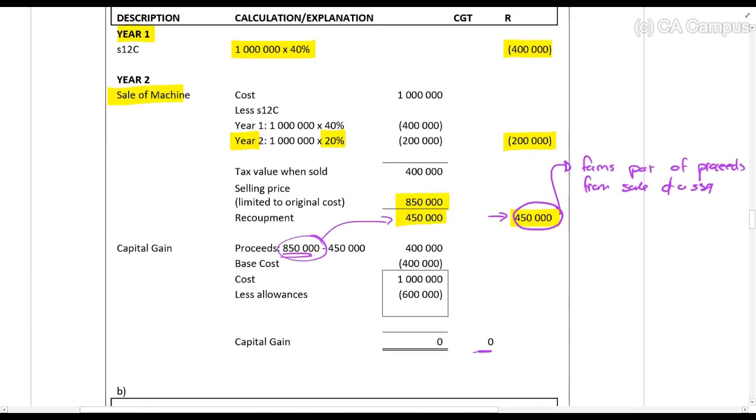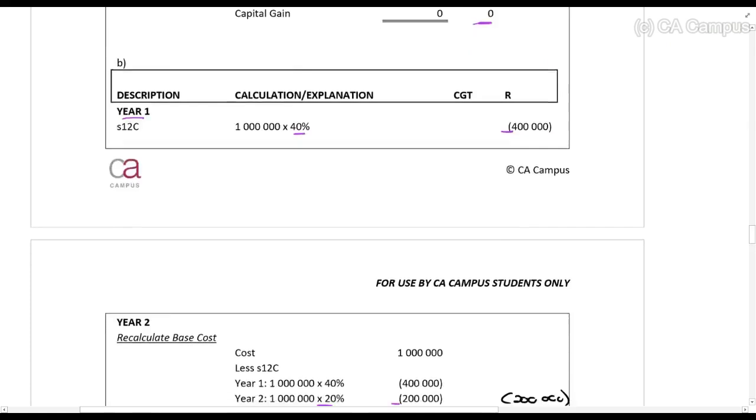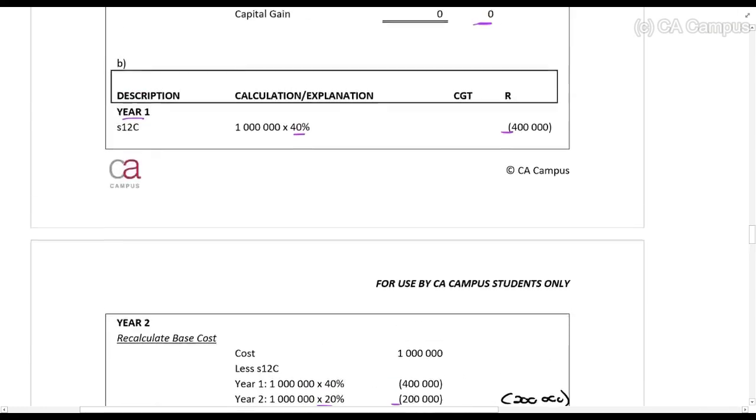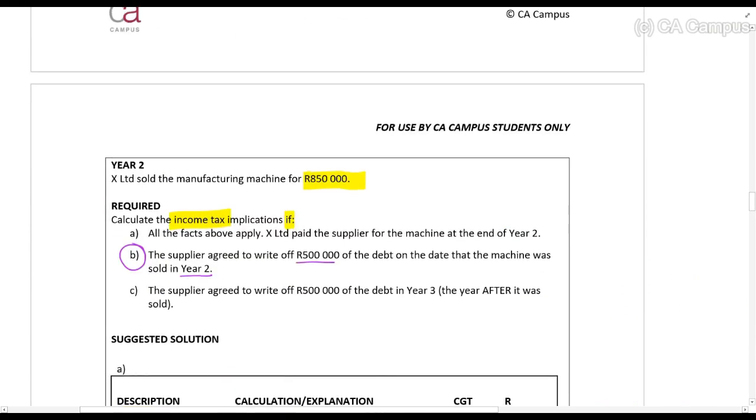Look what happened in A. In A it was 450,000. Why? Because the full recoupment arose from a sale. Now that recoupment that arises is 350,000 rands from the sale. So 850 minus 350 gives us 500,000 rands proceeds. Our base cost is nil and gives us a capital gain of 500,000. Now that works out because they wrote off 500,000 rands.